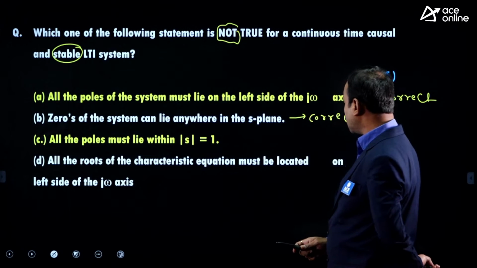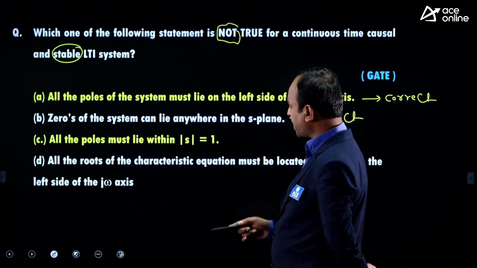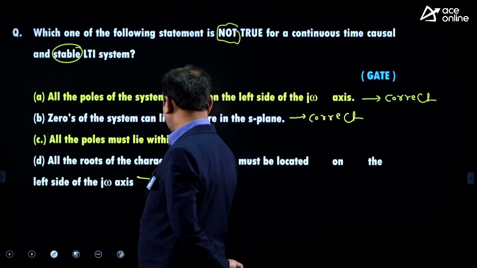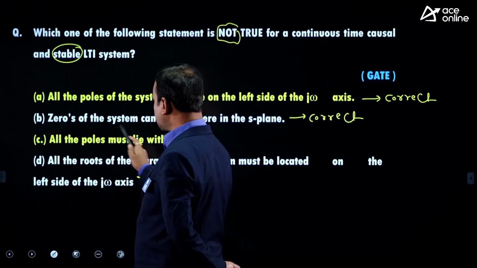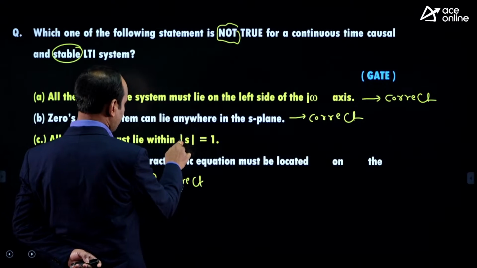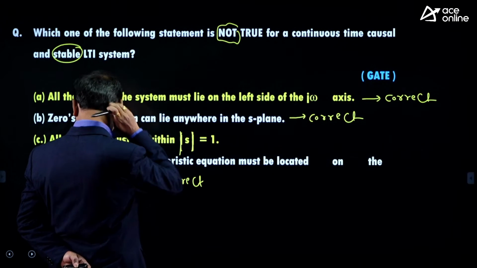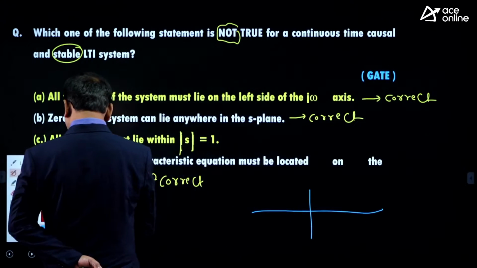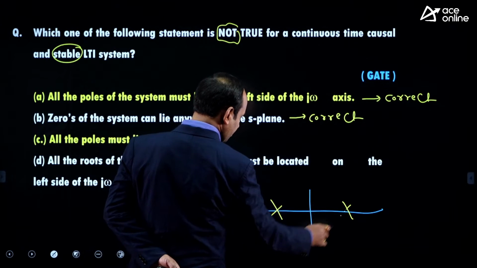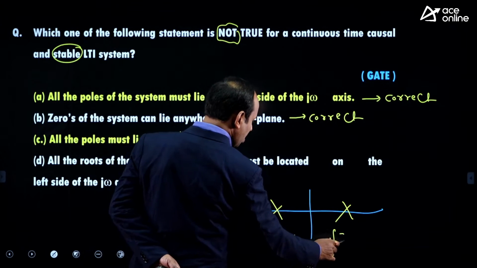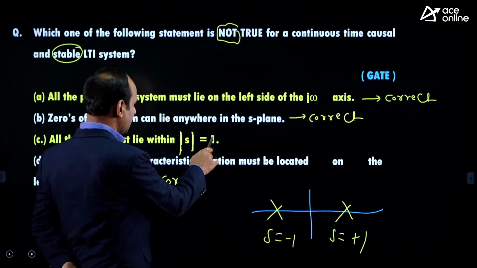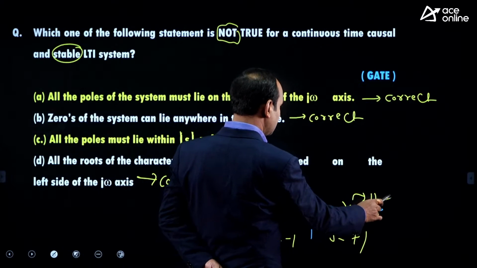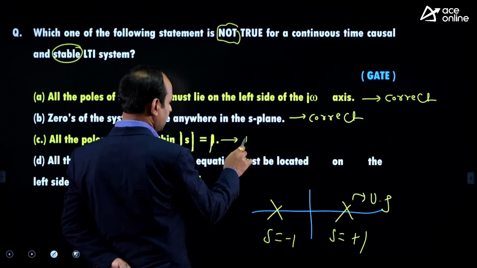All the roots of the characteristic equation must be located on the left side of the j omega axis. The first one and the last one are the same, since roots and poles are the same, so D is also a correct statement. What is C? All the poles must lie within mod value 1, meaning plus or minus 1. According to statement C, one pole at minus 1 and one pole at plus 1 is allowed. But a pole on the right side is unstable, so this is not correct for stability.